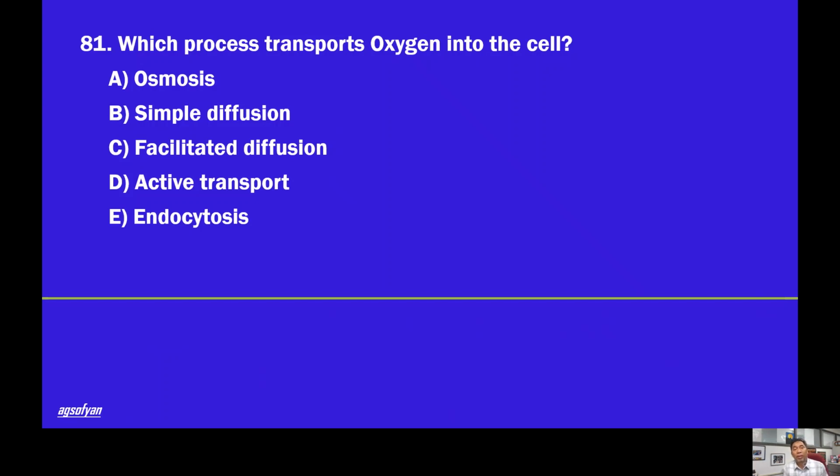81. Which process transports oxygen into the cell? Osmosis, simple diffusion, facilitated diffusion, active transport, or endocytosis. The answer will be simple diffusion. So oxygen is a small lipid molecule that will cross the cell membrane easily. So it will cross from higher concentration outside to the smaller concentration inside, and the process is called simple diffusion because it does not require energy.